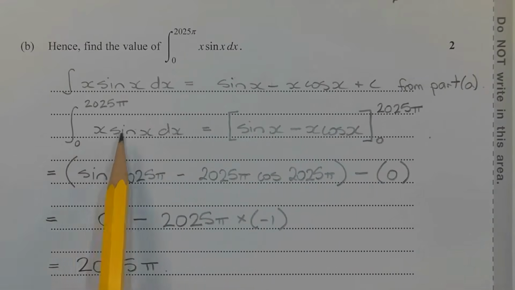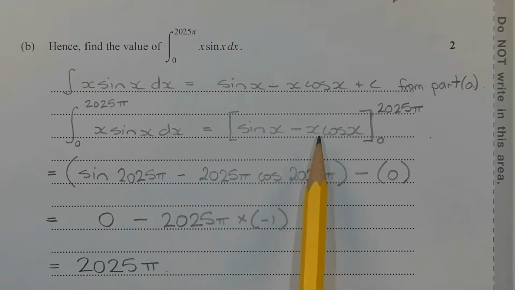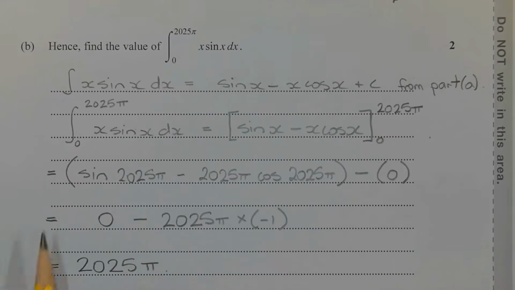So the integral of x sine x dx from x equals 0 to x equals 2025 pi is equal to sine x minus x cos x from x equals 0 to x equals 2025 pi. Applying the limits of integration, we get sine 2025 pi minus 2025 pi times cos of 2025 pi, minus 0. We get the 0 when we substitute 0 here and here. This expression equals 0, so we only need to worry about this expression here.